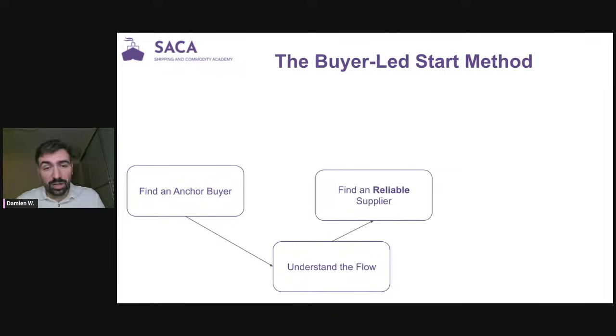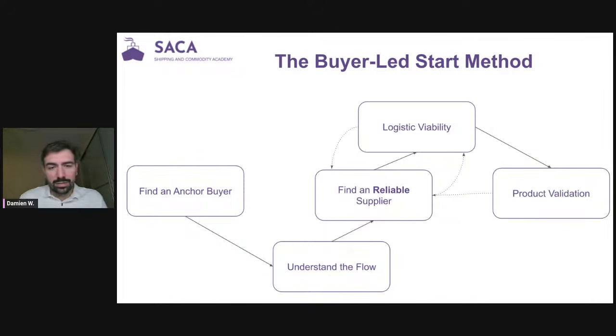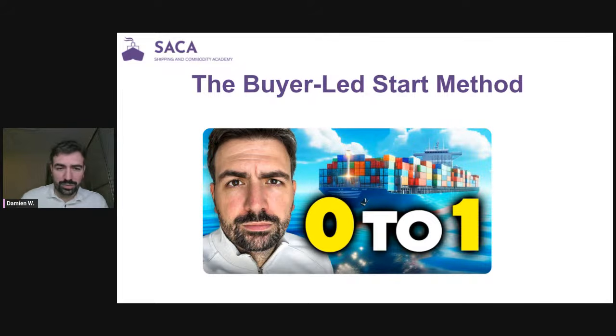Then you find a reliable supplier. I'm not going to explain how to find a reliable supplier here, but you find one. Then you check if the logistics make sense for your buyer. If not, you go back to find another reliable supplier. Once you find one with viable logistics, you send a sample for product validation. If the product is not validated, you find another reliable supplier. That's pretty much it, man. And you do that as many times as you need to find what your anchor buyer wants. This is how you find your first trade.